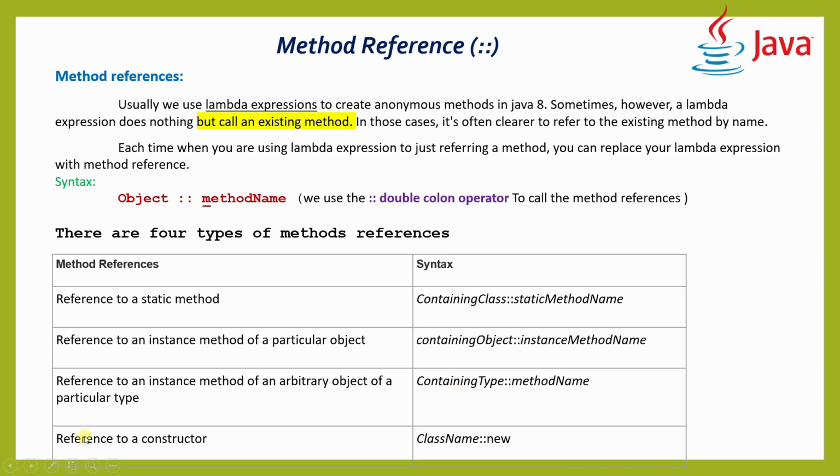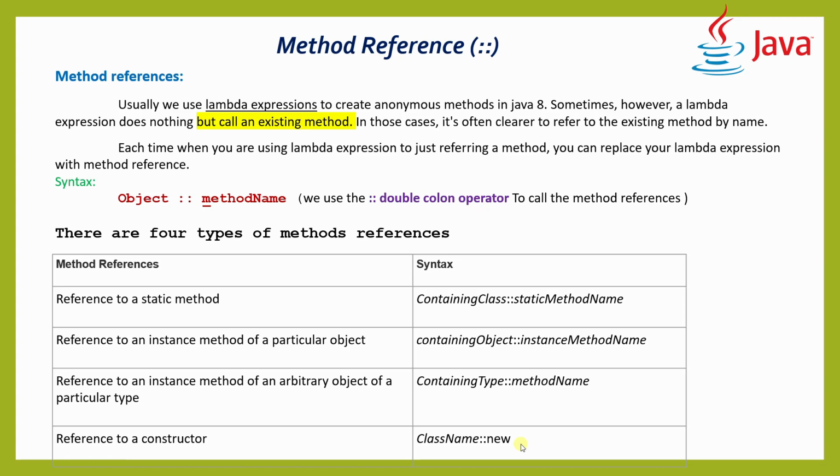And reference to a constructor. For constructor references we use the class name wherever the constructor is, and the double colon operator with new. So these are the 4 ways we are going to call method references. Now we will see a set of examples so you can get a much better understanding.